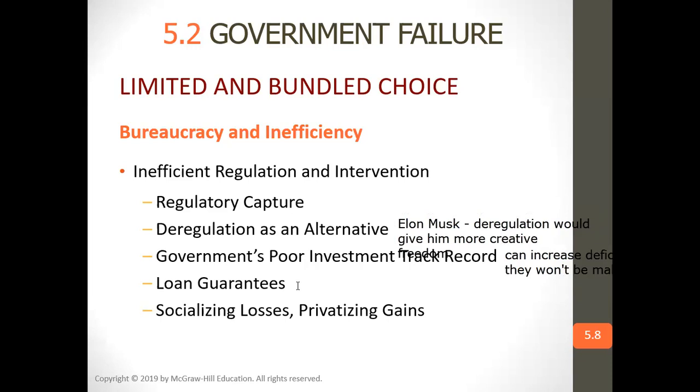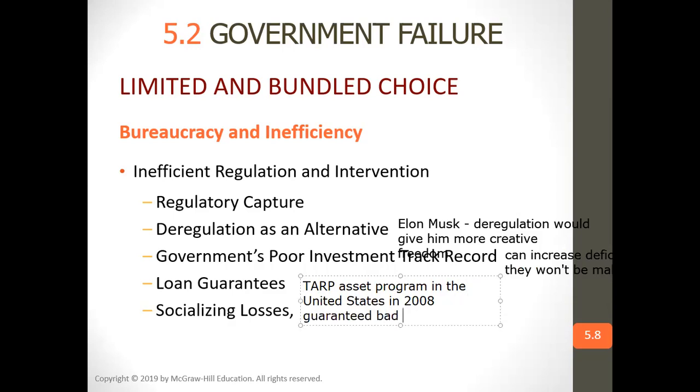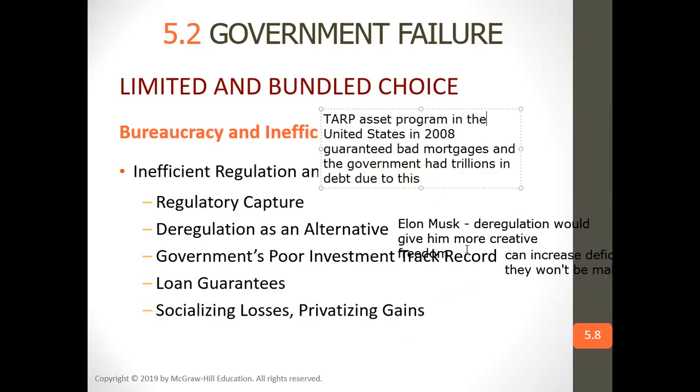And then loan guarantees. So the TARP asset program in the United States in 2008 guaranteed bad mortgages, and the government had trillions in debt due to this. Yeah, so loan guarantees can cause a lot of debt.